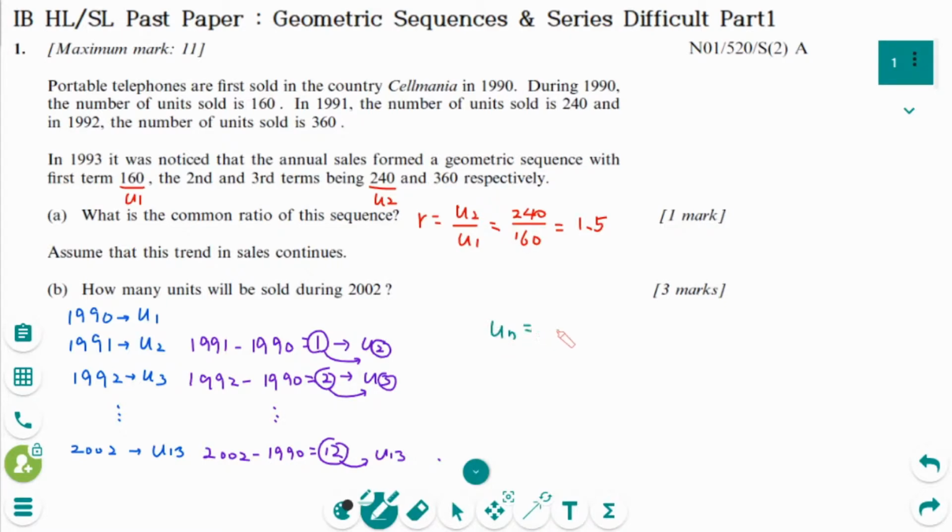Back to the original. Un equals U1 times r to the power of n minus 1. So U13 equals 160 times 1.5 to the power of 12 equals 20,759.